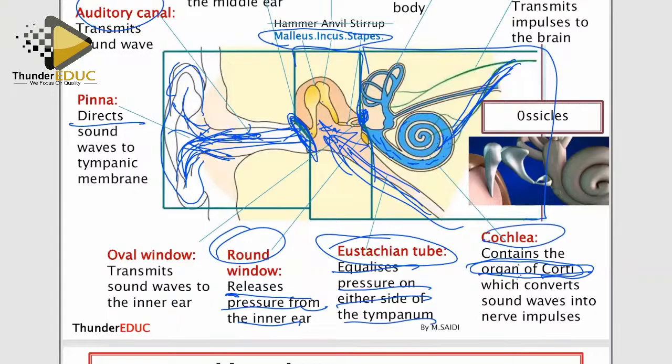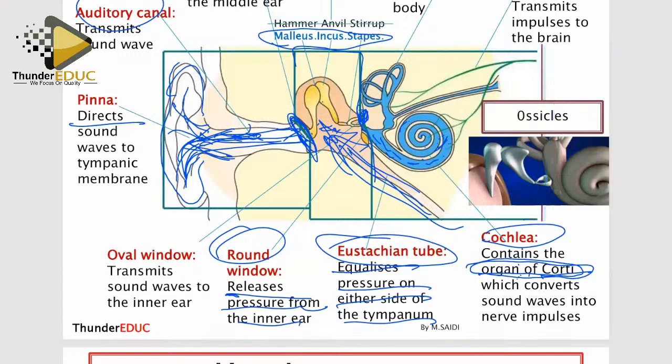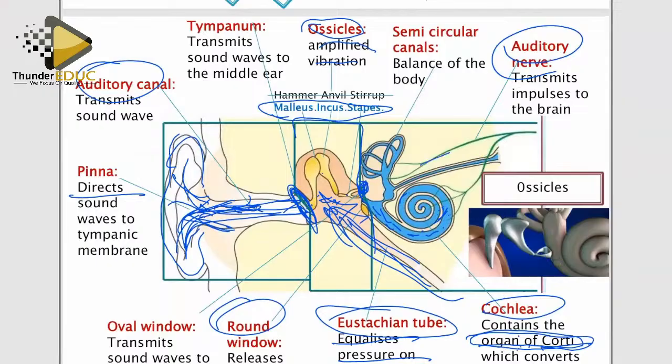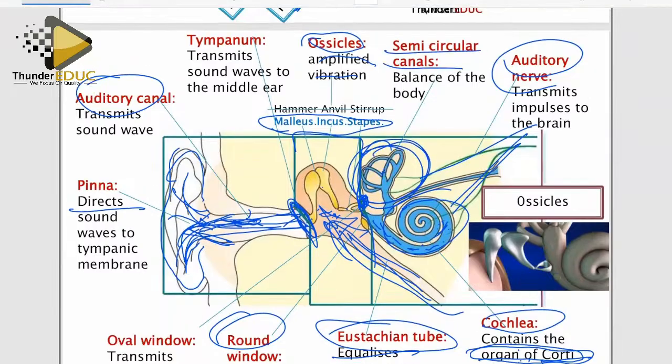We say that the cochlea contains the organ of Corti, which is responsible for converting the stimulus into an impulse. And then it moves along these nerves, which we call the auditory nerves. The one coming from the balancing part, the semicircular canal, and the one coming from the cochlea, both are called the auditory nerves. However, the one coming from here goes to the cerebellum, while this one goes to the cerebrum. So this part which you see, the semicircular canal, is the one responsible for balance.